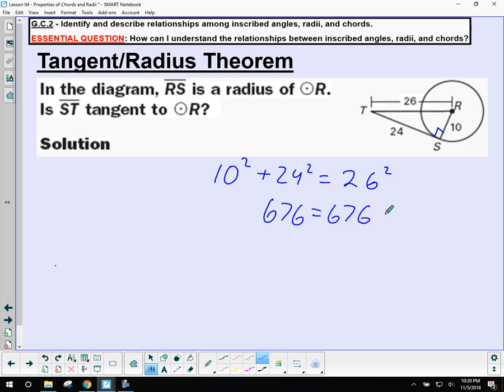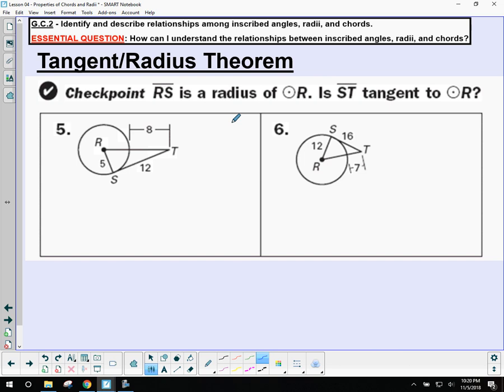Check RS's checkpoint. RS is the radius. Is ST tangent to R? Go ahead and pause the video and try these two out real quick. Alright, I'm back.